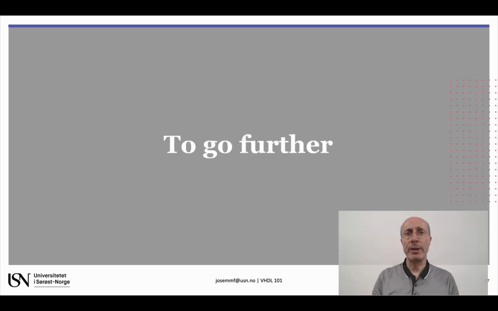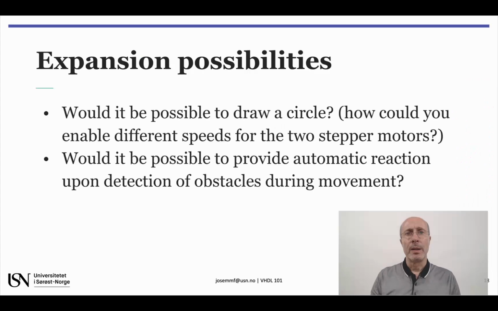How can you expand your work? Well, start by considering the first question. Can you draw a circle? Or do you turn right and left by inverting the rotating direction of one of the motors? As a second topic for expanding your work, you may consider automatic actions upon obstacle detection. For example, if the cart hits the wall, move back for a while, turn left, and start moving in front again.